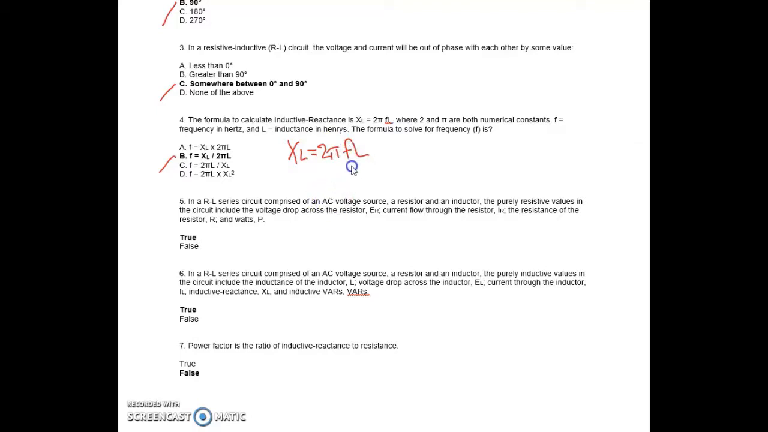That's our given formula, and we need to solve for frequency. So X sub L equals 2 pi FL. Everything on the left side of the equation equals everything on the right side of the equation. So if we do something to the left side, and if we do that same thing to the right side, it's still an equation. They still equal each other.